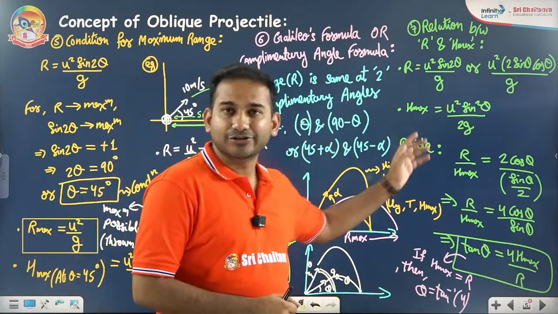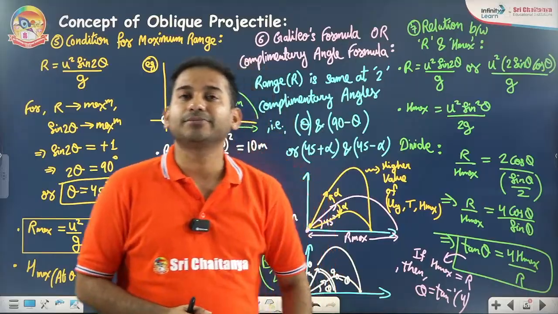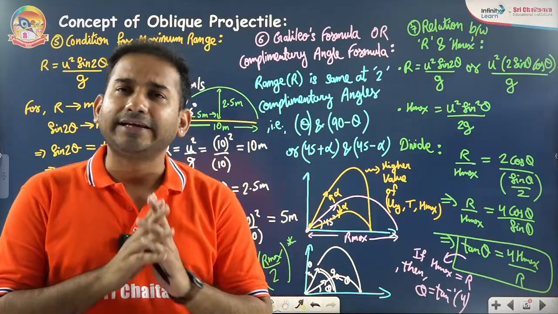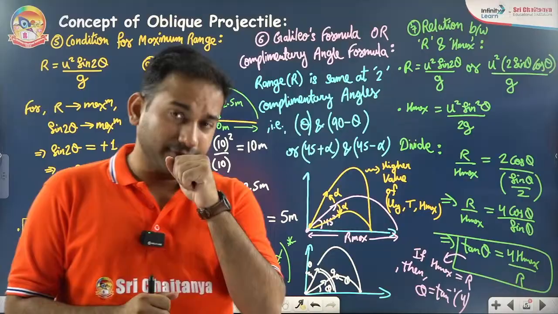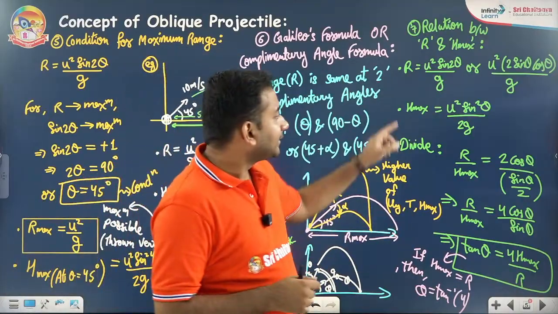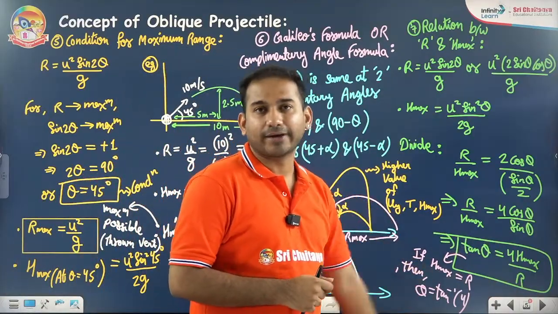This was the sixth thing which we discussed. Seventh thing is the relation between R and H max. For any general angle theta, tan theta will be equal to 4H max by R.